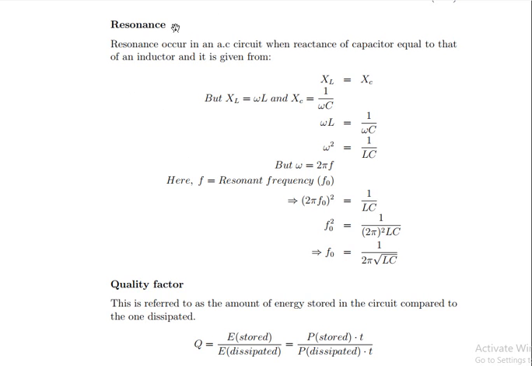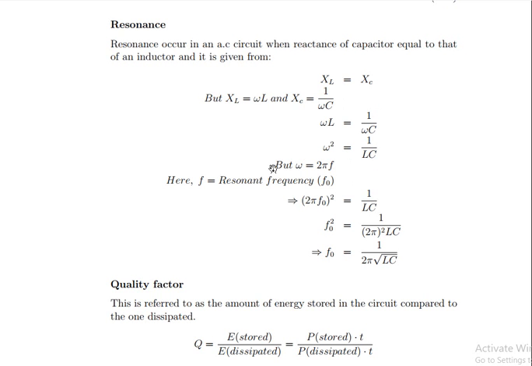The resonance inside an AC circuit is going to exist when the reactance of the inductor is equal to the reactance of the capacitor. The reactance of the inductor is equal to omega L, while the reactance of the capacitor is equal to 1 over omega C. So omega L is equal to 1 over omega C. When you have this, you have omega squared equal to 1 over LC.